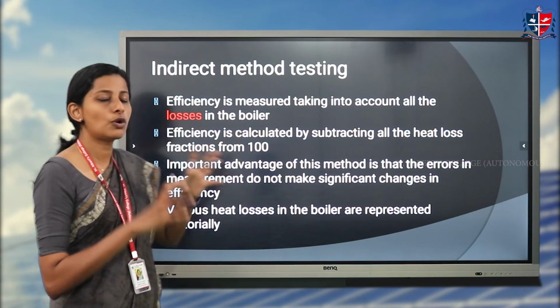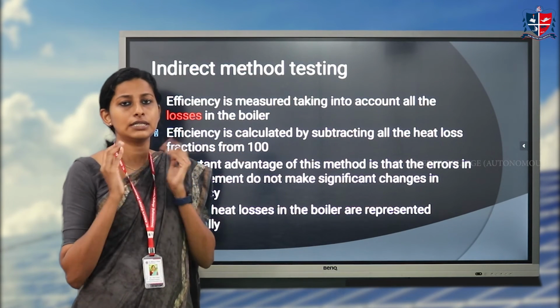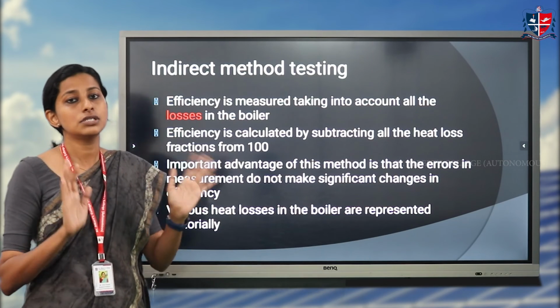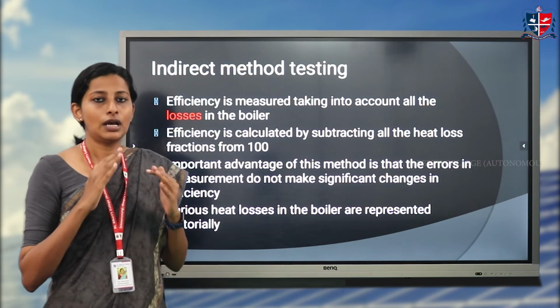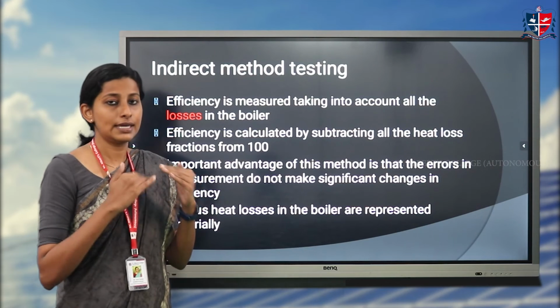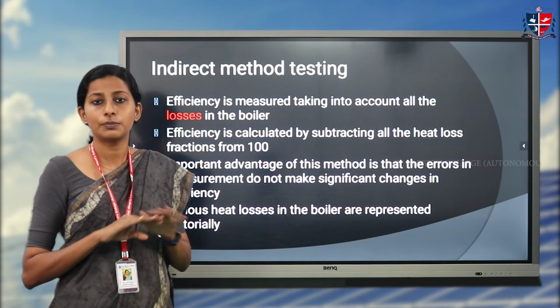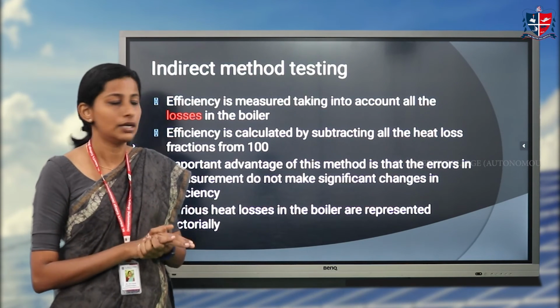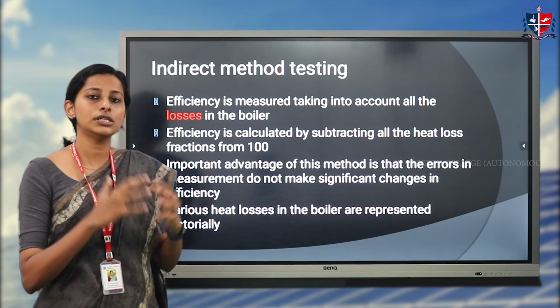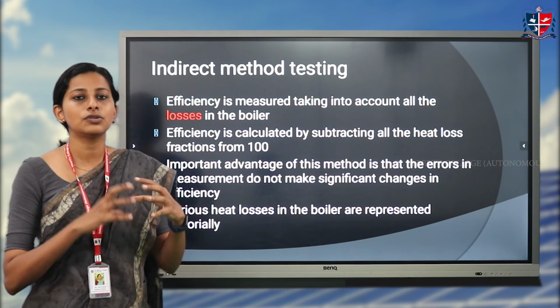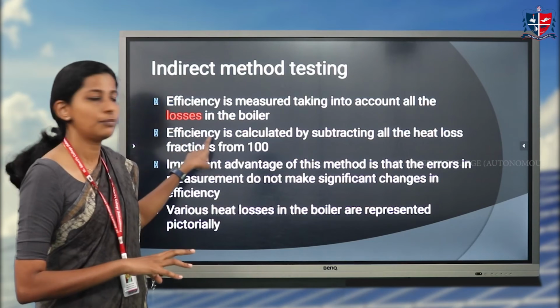We know that for any system, when we say that it is 100% efficient, its efficiency is 100, right? Actually there are no such cases. 100% efficiency is practically not possible. There are many losses that occur. So what we do is, we calculate all the losses in the system and we subtract those losses from 100. That is the second point given here.